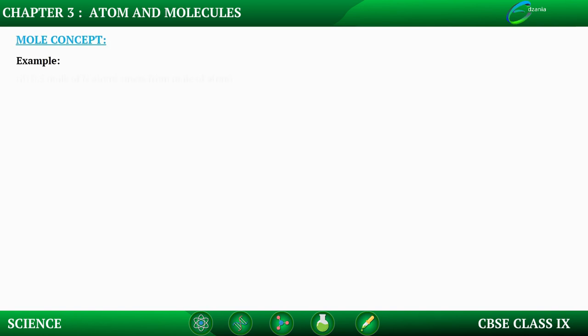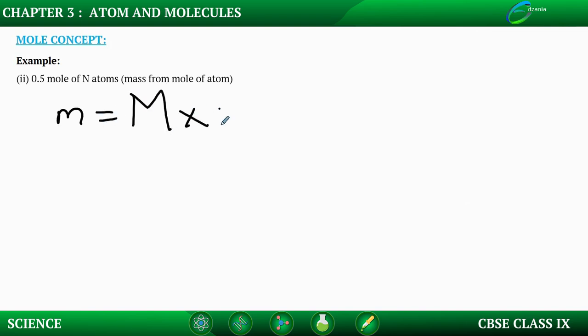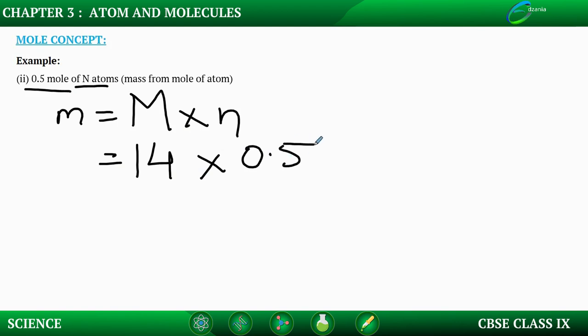Now we need to find the mass of 0.5 moles of N atoms. Again the same formula: mass is equal to molar mass into number of moles, that is small m equals capital M into n. We know that the molar mass of N is 14, into 0.5 mole. That is 7 grams present in 0.5 mole of N atom.